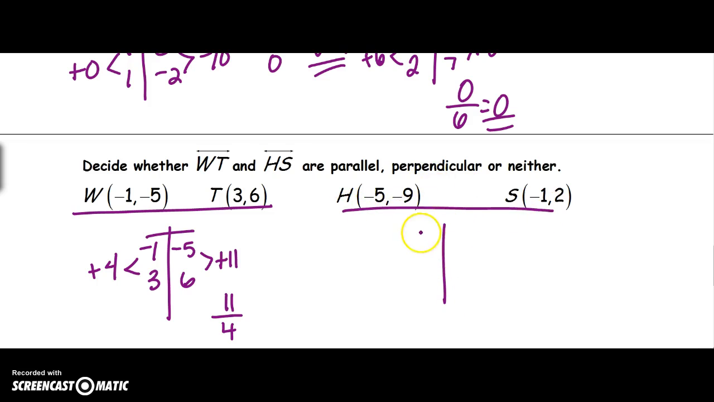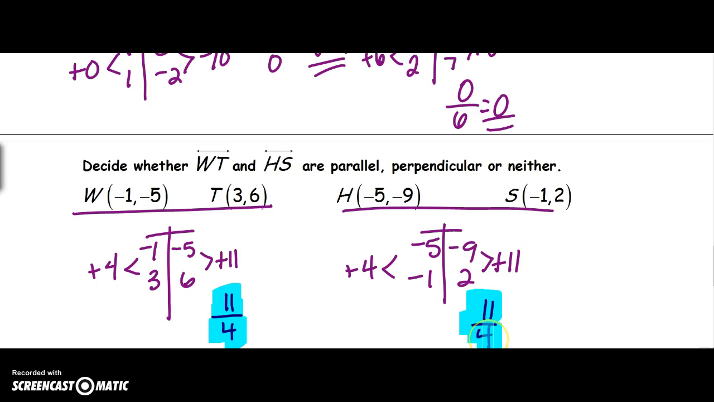HS has a slope of, well, let's find it. So -5 to 1 is plus 4, and -9 to 2 is plus 11, 11 over 4. So looking at these two slopes, are they the same, or are they opposite reciprocals, or are they just two numbers? In this case, they are the same. So line WT is parallel to line HS.